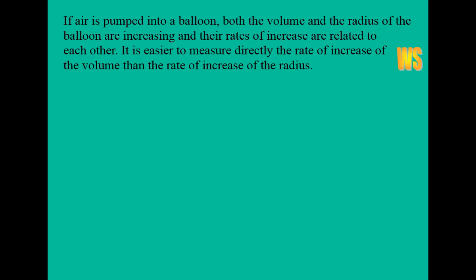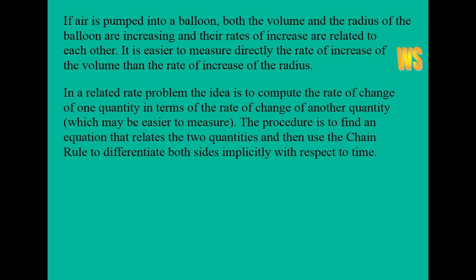We're looking at comparing quantities together. And so typically one of them will be a constant rate of change and the other one will be a variable rate of change. And a lot of times it's easier to measure the constant rate of change rather than the variable rate of change. As with this example, it probably would be easier to measure the rate of change of the volume rather than the rate of change of the radius.